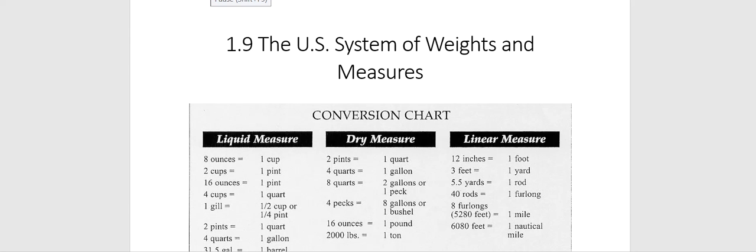For the video today, this is section 1.9, the U.S. System of Weights and Measures. I'm going to talk to you about how to convert between measurements, but we are going to stay within the U.S. standard system. There are some pieces in the book that are interesting to look at. If you want, it talks about how we came up with an inch, how we came up with a foot, and it's kind of an interesting story.